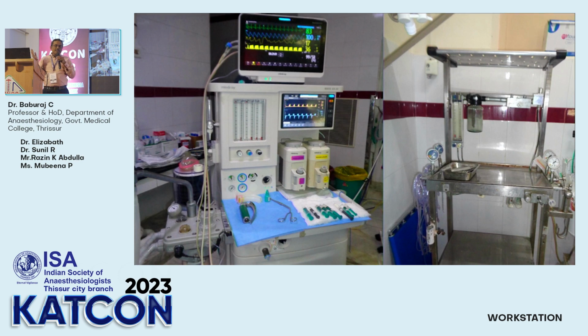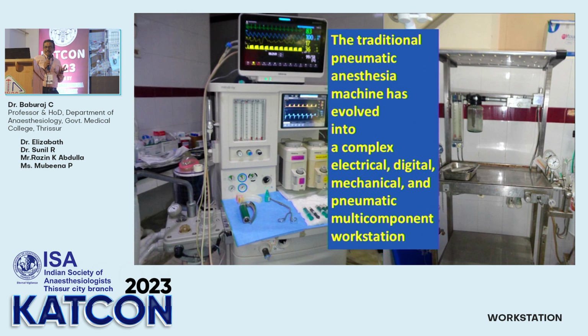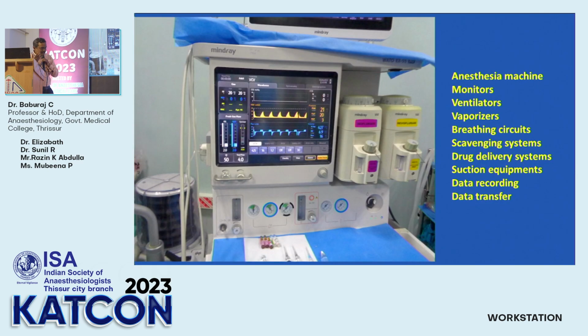And now this is the most modern workstation, and you can compare both. So what's the difference between an anesthesia machine and a workstation? The difference being the traditional pneumatic machine has evolved into a complex one. You can see on the right side, it's a very simple thing. On the left side, it is made more complex, having electrical, digital, mechanical, and also pneumatic multi-component systems. Or we can say that this workstation contains the original anesthesia machine, that is the pneumatic component, plus monitors, ventilators, vaporizers, breathing circuits, scavenging systems, drug delivery systems, suction equipment, data recording as well as data transfer.